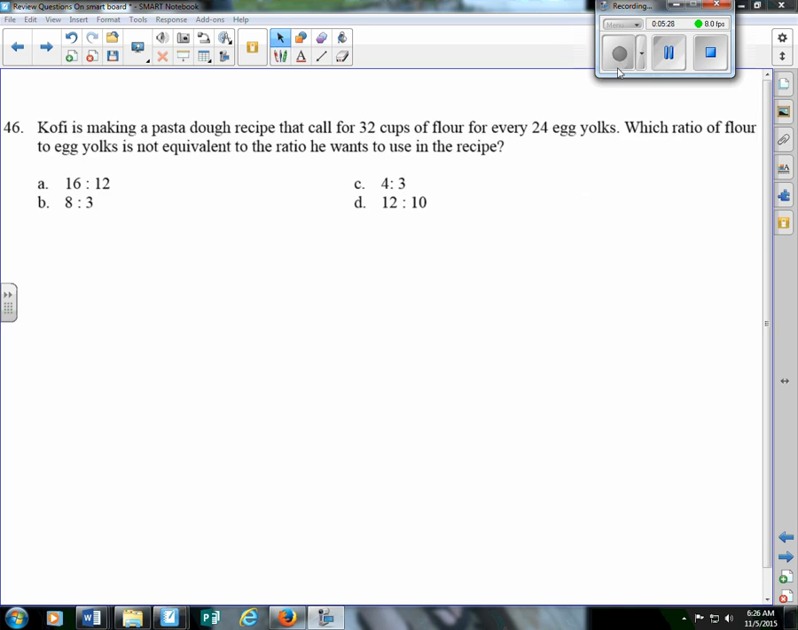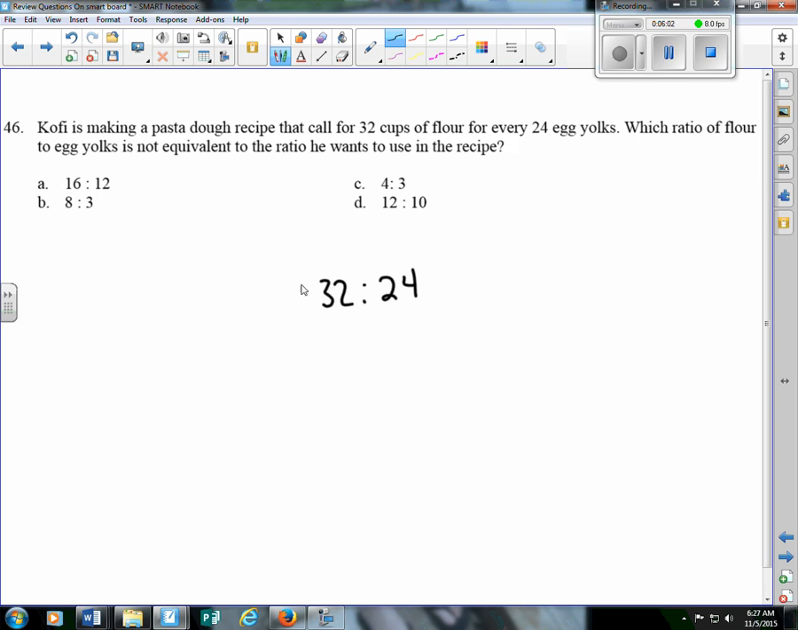Next question. Kofi is making a pasta dough recipe that calls for 32 cups of flour for every 24 eggs. Which ratio of flour to egg yolks is not equivalent to the ratio he wants to use in the recipe? So what we have here is you got to set up a ratio, and this one's going to be set up for 32 over 24. Now you got to start eliminating. It's looking for one that is not equivalent.